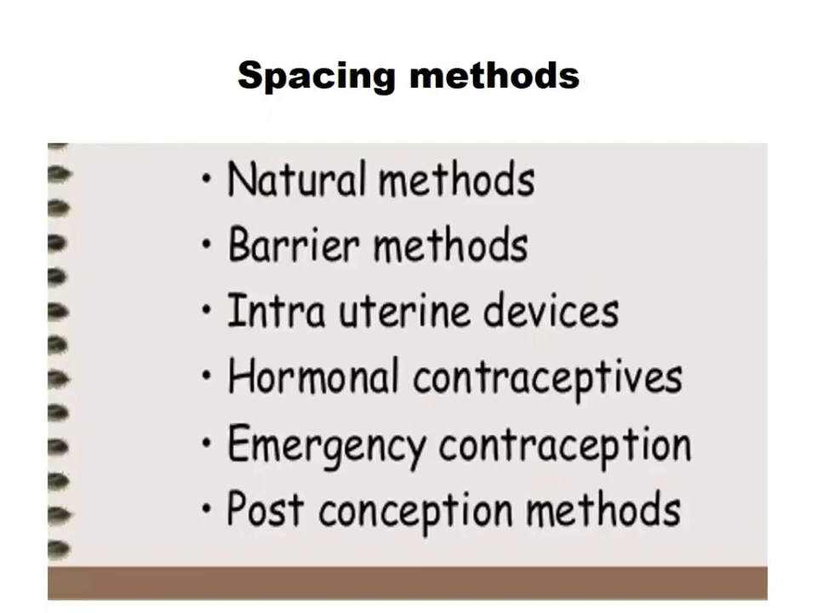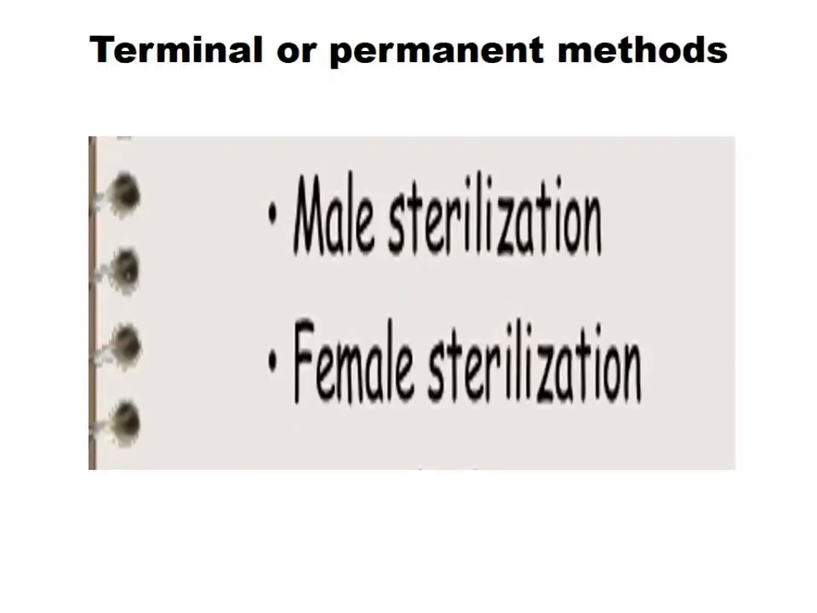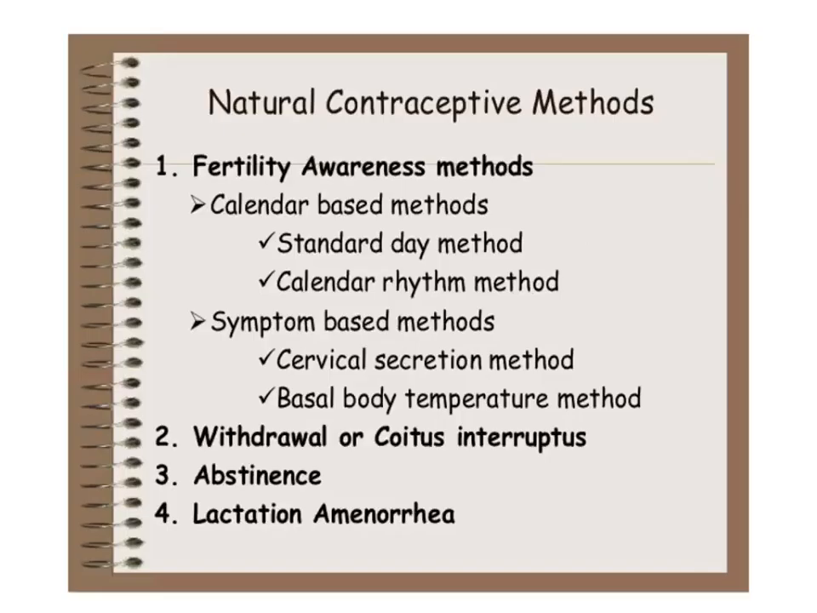Now in the spacing methods, these are methods where we want to space out either after marriage or after one child or after two children. These are natural methods. They could be barrier methods, intrauterine devices, hormonal contraceptives, emergency contraception, post-conception methods. So these are all temporary in nature. Terminal or permanent methods are either male sterilization, which is a surgical procedure, or female sterilization. Both are surgical options.